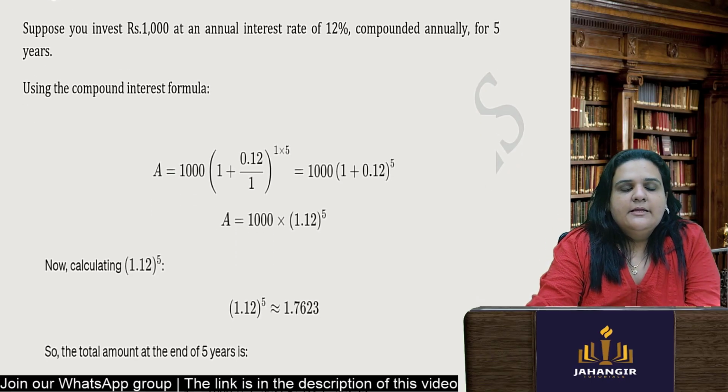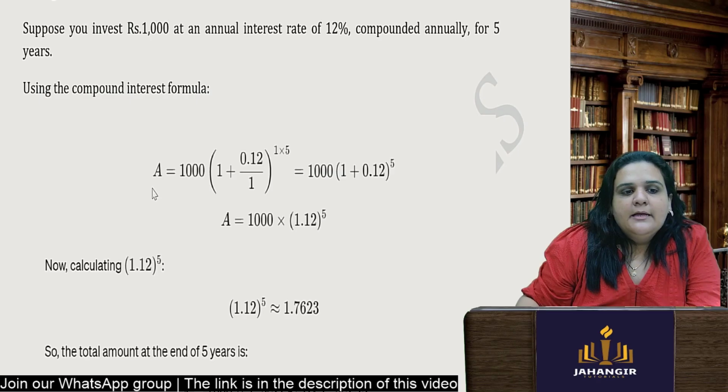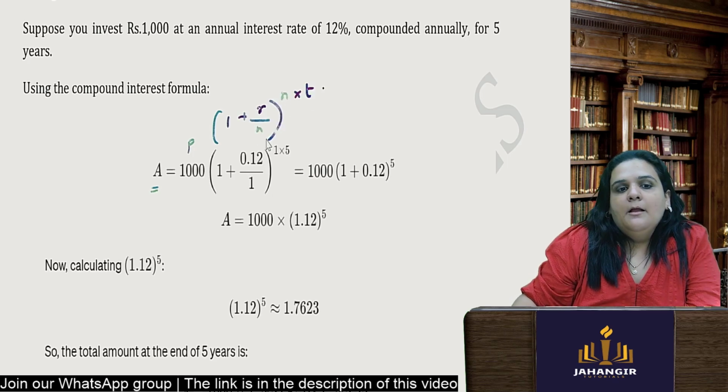Correct? So now let's see. Put the formula. A is nothing but principal times 1 plus r upon n, the whole thing raised to n into t. R we will always write in the form of a decimal. So 0.12.